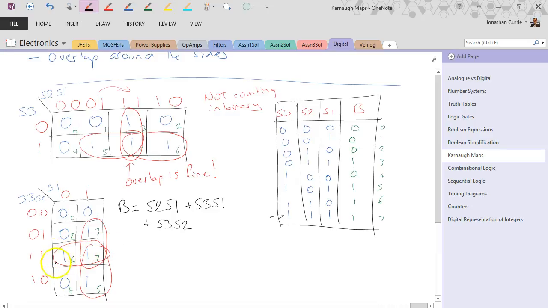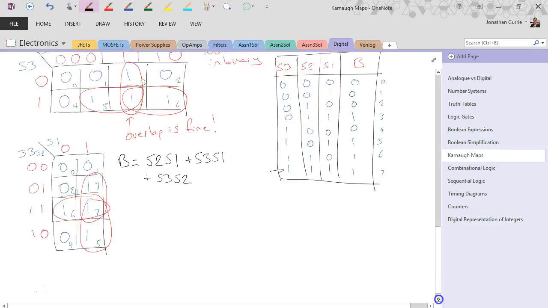So if I do the horizontal one, I'll get this term here. If I get the top vertical one, I will get the first term. If I do the bottom vertical one, I'll get the second term. Alright, so good to be able to check that.